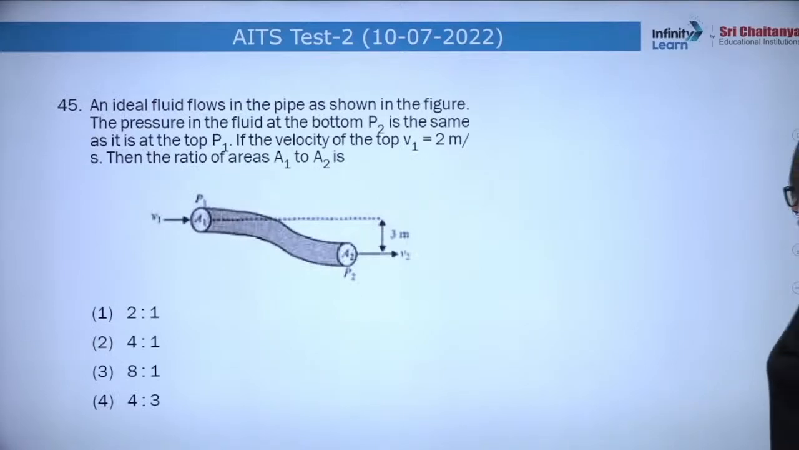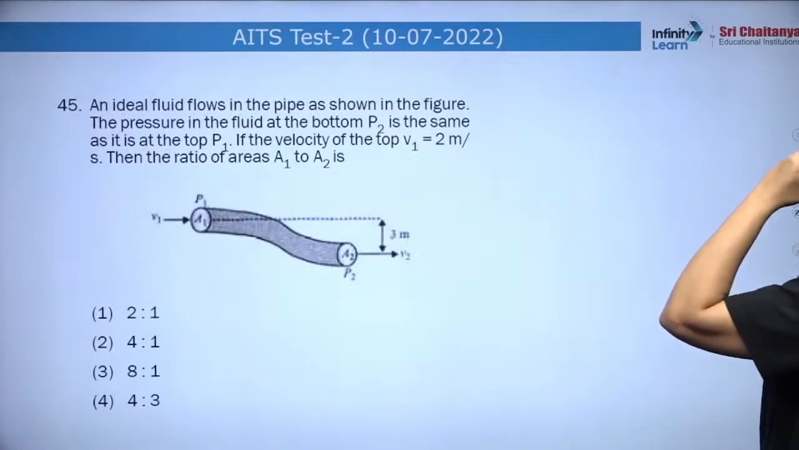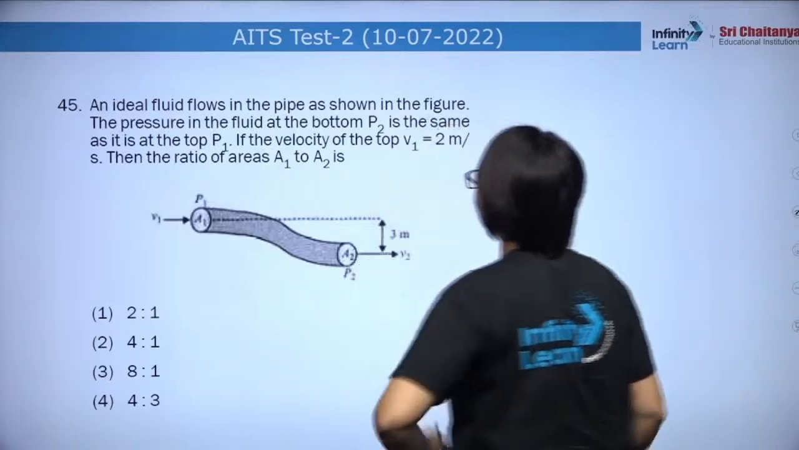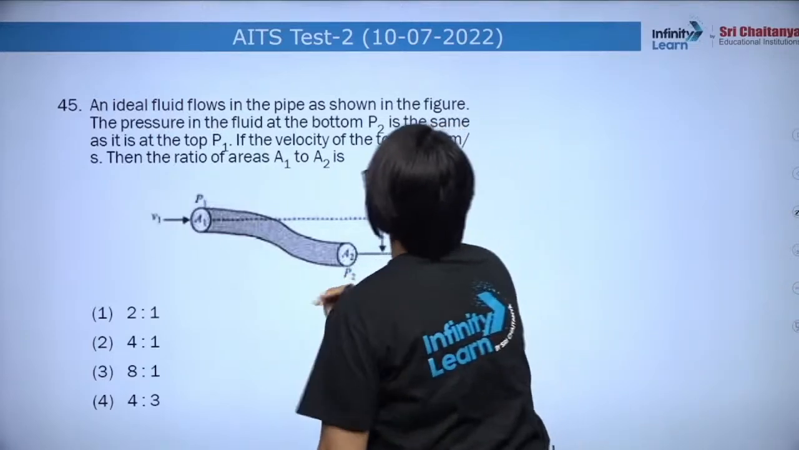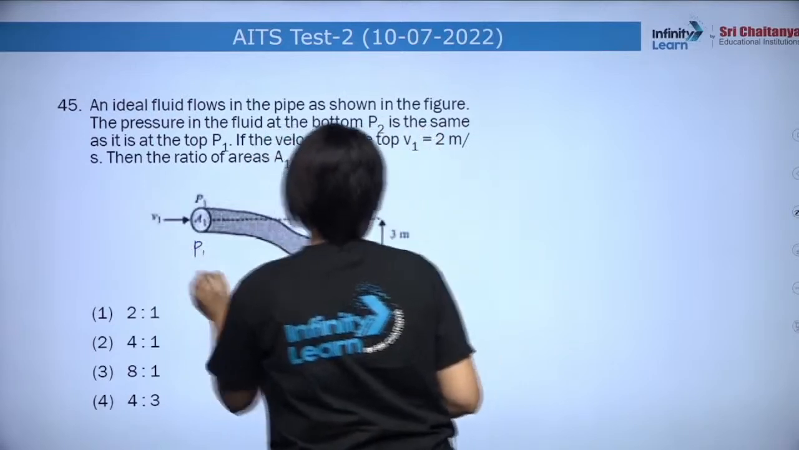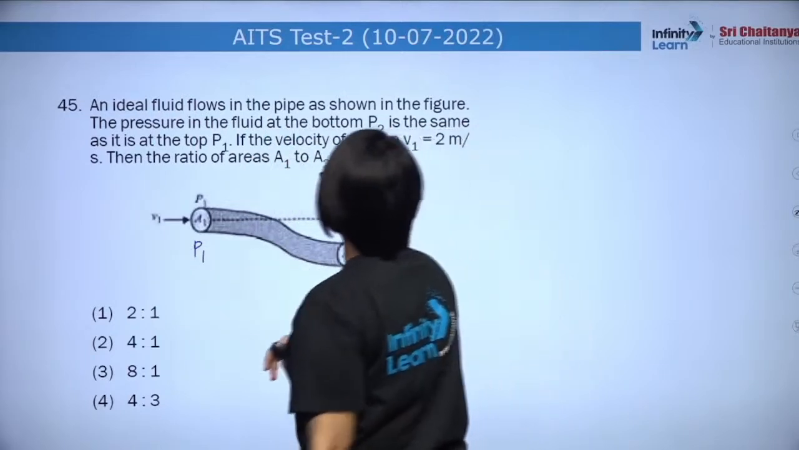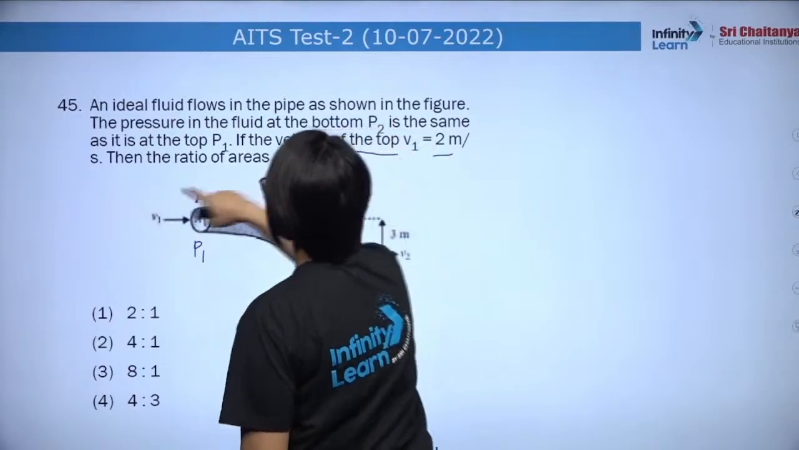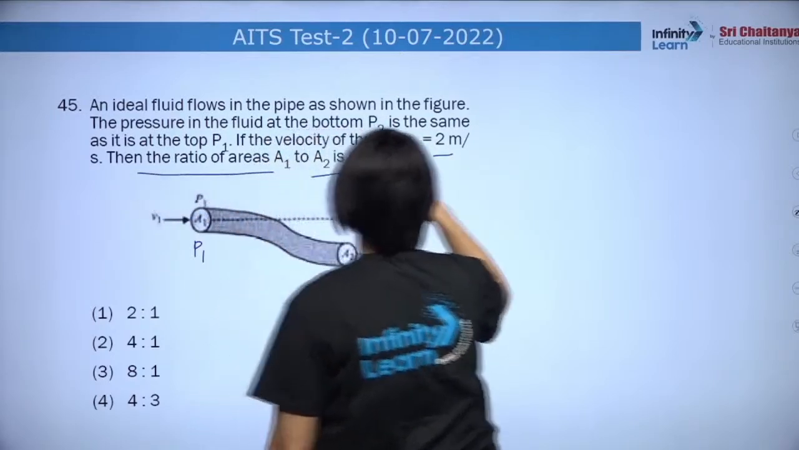Next is question number 45. An ideal fluid flows in the pipe as shown in the figure. The pressure in the fluid at the bottom, P2, is same as that of P1. So P1 is equal to P2. If the velocity at the top is 2 meters per second, then the ratio of A1 to A2 is?